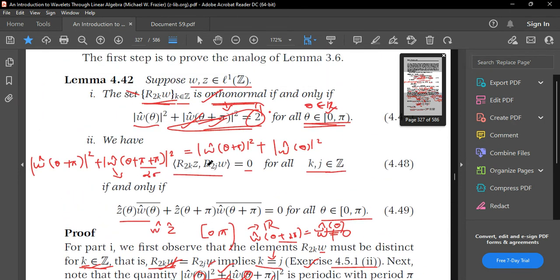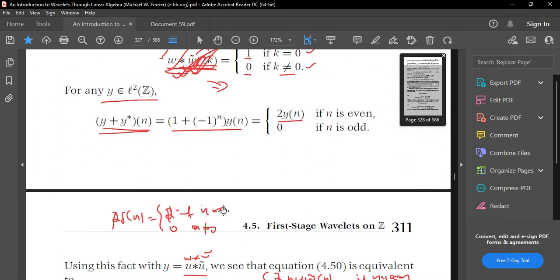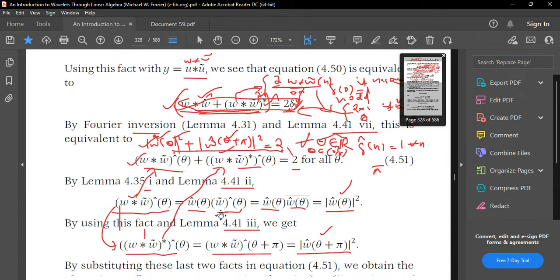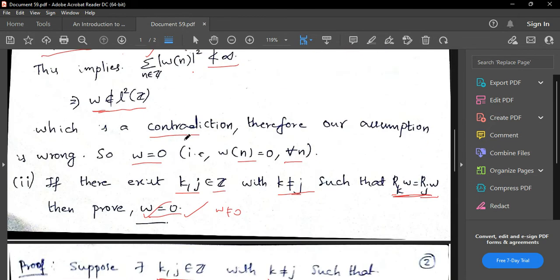So now we have this second result to prove: the inner product between translates of z and w is equal to 0 if and only if this identity is true for theta belongs to 0 pi. This analogous statement we have also seen in the finite case. So now we will prove this one.